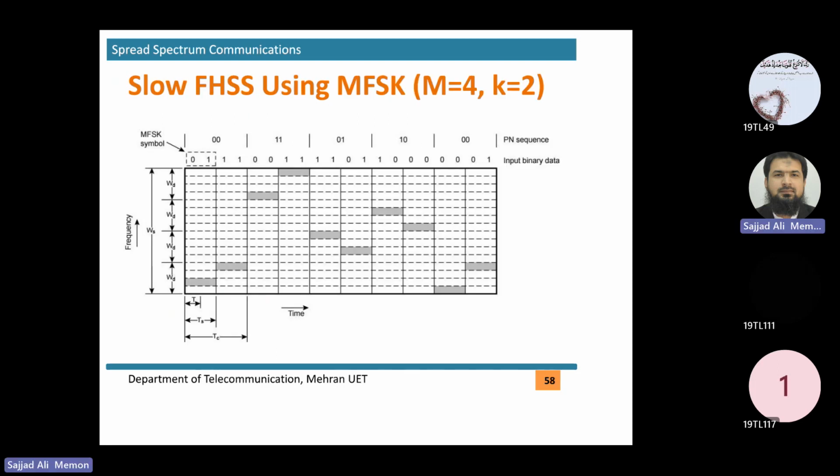So this is an example of slow FHSS using MFSK, that is, M is equal to 4 and k is equal to 3.